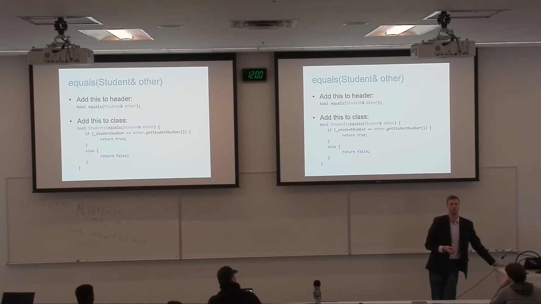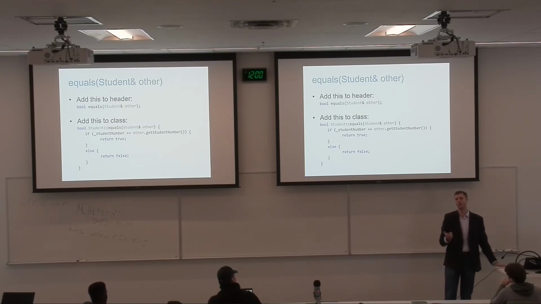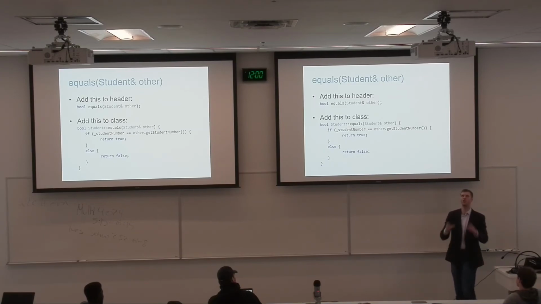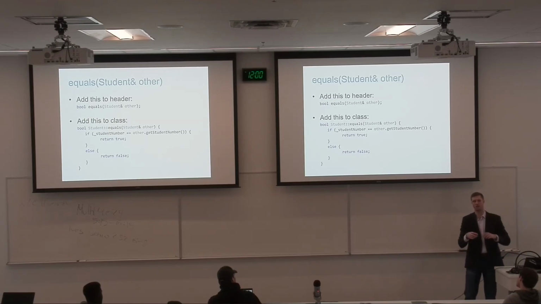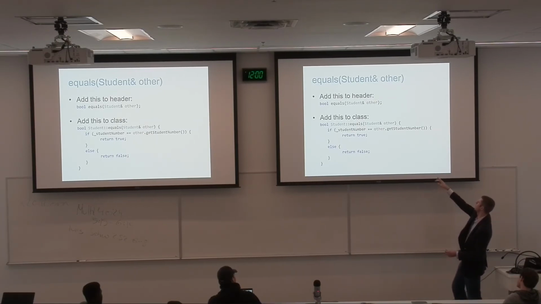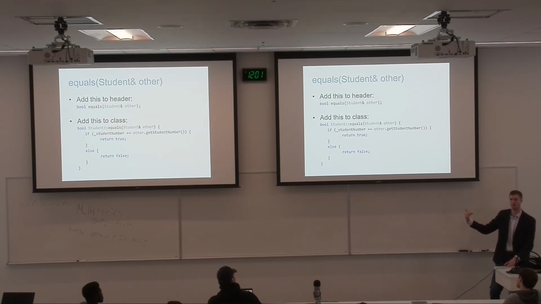False. So if it's false, what do I return? False. So if it's true, all we're doing is returning true. If it's false, all we're doing is returning false. Why not write return student number equals other get student number? Why not write that? Because if the answer to that question is true, it just returns true. If it's false, it returns false. Literally the exact same thing.